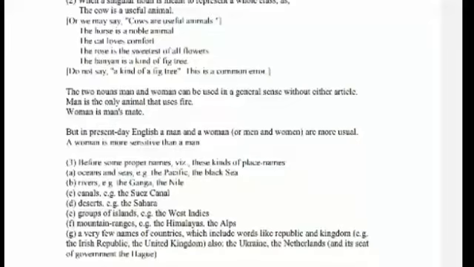When a singular noun is meant to represent a whole class, so this is the second rule. The is used when a singular noun is meant to represent a whole class. The cow is a useful animal. Here the cow means not only one cow but the whole class, that is the group, any cow. Or we may say cows are useful animals. The horse is a noble animal. The cat loves comfort. The rose is the sweetest of all flowers. These are the examples for the second rule.